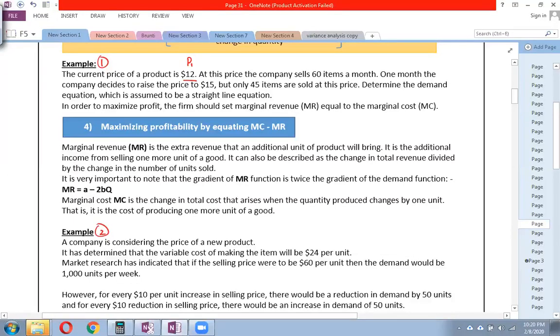Now, at this price, the company sells a quantity of 60. Let's call it Q1. One month later, the company decided to raise the price to 15. So let's call it P2, the second price. But only 45 items were sold. So at the price of 15, we can sell 45. At this price, we can sell this quantity. At this price, we can sell this quantity, right? Okay.